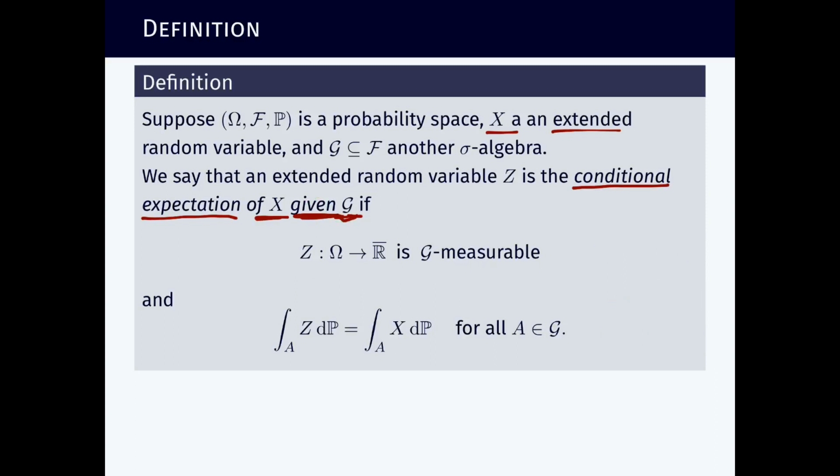The second condition is that when we consider the average of the variable Z on any set A also measurable with respect to this coarser sigma algebra, it will coincide with the average of X. So Z is the best possible representation of X, or the variable that best approximates X in a world where we have access to events measurable with respect to G.